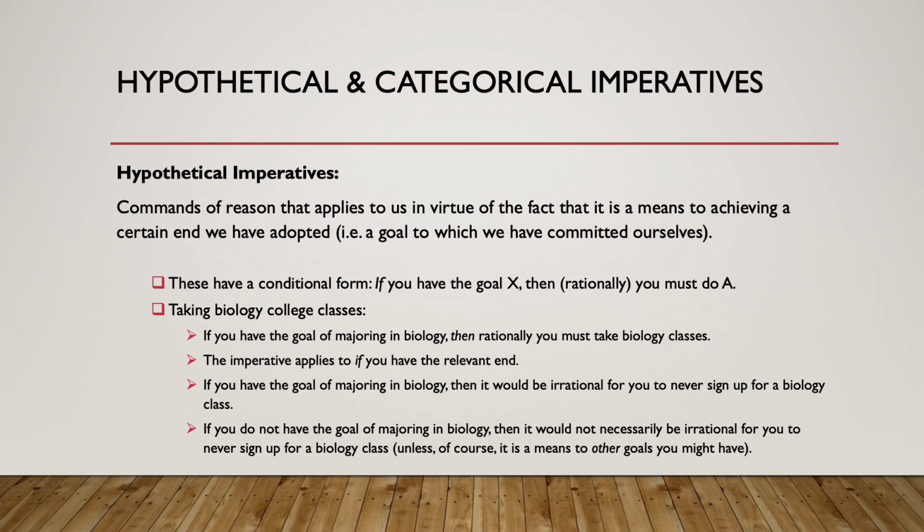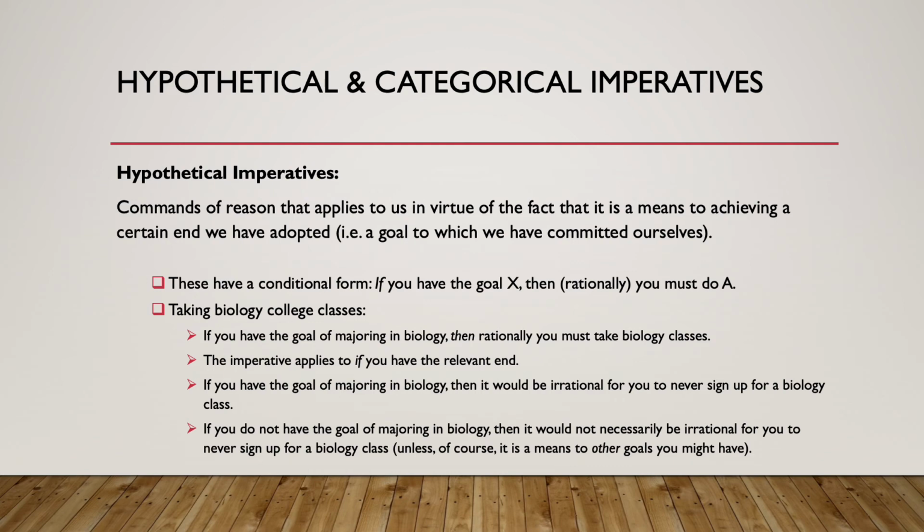Now, unless, of course, it would be a means to other goals you might have. So maybe you have a goal of just knowing things about biology, even if you don't want to major. Well, then taking a biology class might be a helpful way to achieve that goal. Or maybe your other classes, or your major, or general distribution requirements require you to take a certain biology class, and you want to get a degree in something else, and that requires you to meet the general distribution requirements. Well, then again, that other goal might also give you reason to take biology classes, since it's a means to that other goal as well.